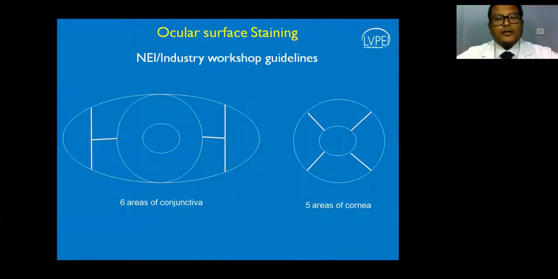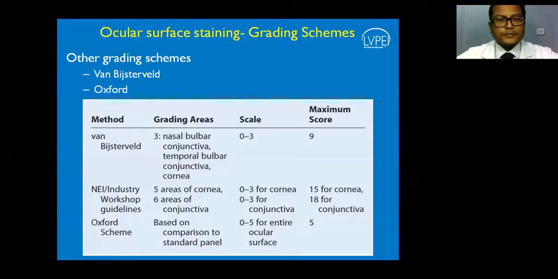There are several patterns of ocular surface staining that are also noticed in dry eyes. 6 areas of the conjunctiva and 5 areas of the cornea are traditionally graded as per the NEI industry workshop guidelines. The several grading schemes in addition to the NEI are the Van Bijsterveld and the Oxford grading system. They are scored from 0 to 3 or 0 to 5 as per the Oxford scheme, with a maximum score of 9, 15 for the cornea and 18 for the conjunctiva.